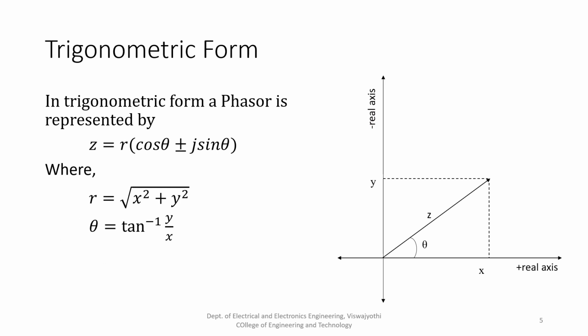In trigonometric form, the phasor is represented by z equals r cos theta plus or minus j sin theta, where r is equal to square root of x square plus y square and theta is tan inverse of y by x.